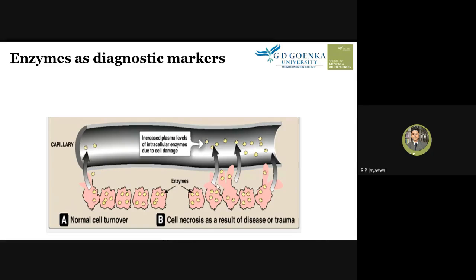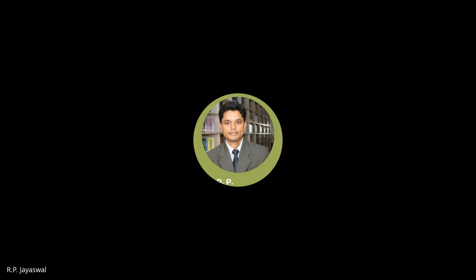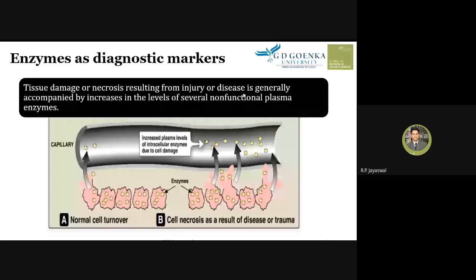So tissue damage or necrosis resulting from injury or disease is generally accompanied by an increase in the level of several non-functional plasma enzymes. Actually, these are the non-functional plasma enzymes. Why do we say non-functional plasma enzymes? Because these enzymes are normally not present in the plasma. They are usually found in the cells.